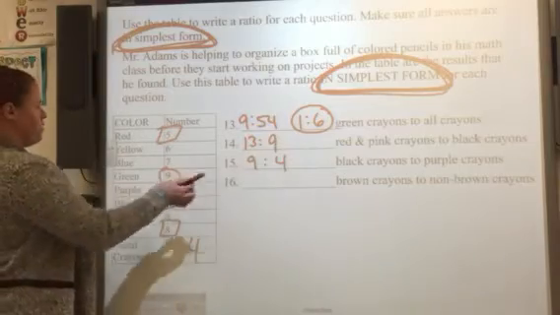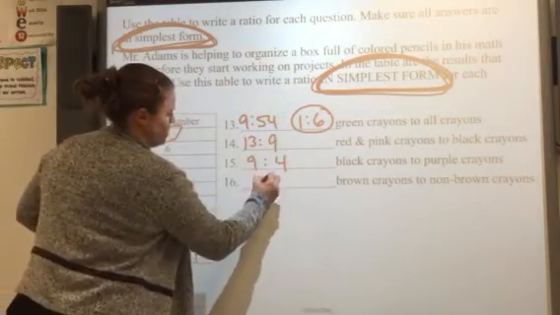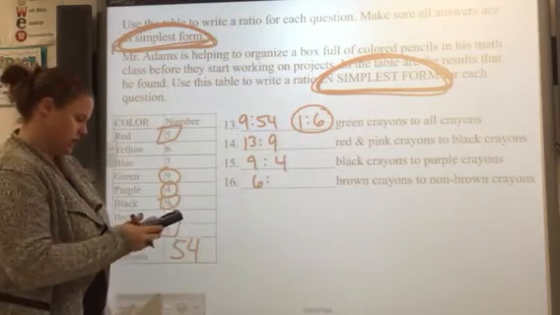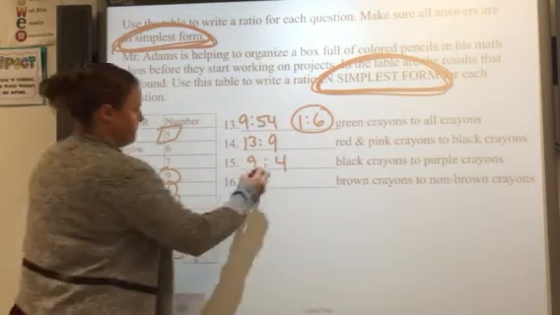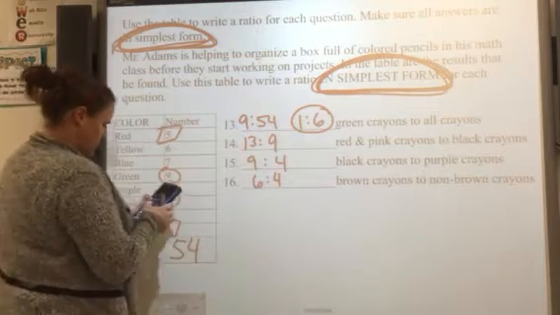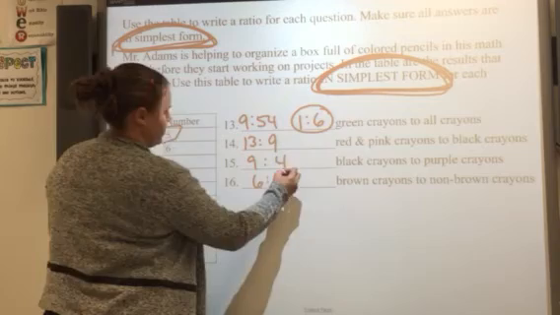And my last one is brown crayons, so 6, compared to non-browns. That means all of the rest of the crayons. So I'm going to do 54 minus 9, and that's going to be 45. Sorry, did I say minus 9? Brown, it should be 6. Sorry, 54 minus 6, that's going to be 48.